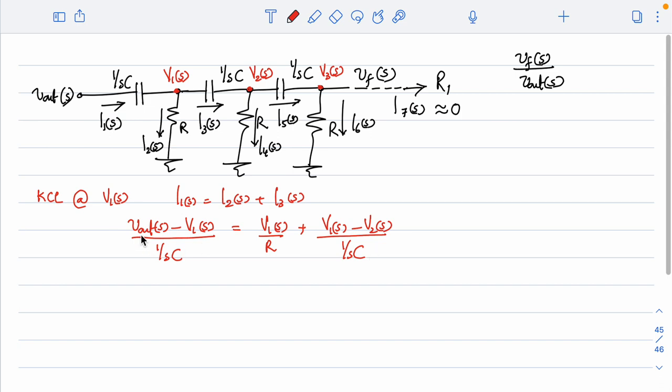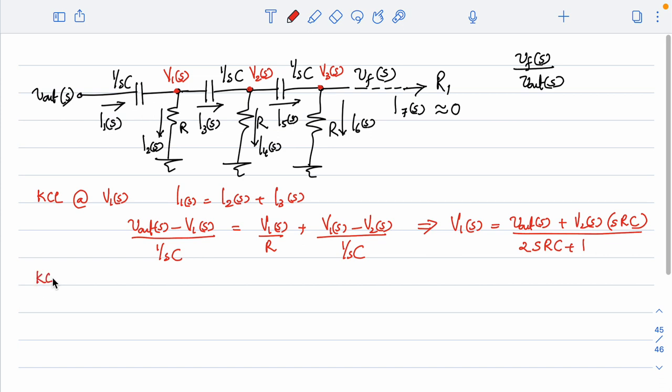Now you look at this, here there are three variables, one is V out, one is V1 and one is V2. So from this I will write this in terms of V1. You can solve it, you can try writing the expression in terms of V1. I'll give you the expression here. If I write in terms of V1 of S, I can write it as V out of S plus V2 of S into SRC divided by 2SRC plus 1. Please try this and check whether you are getting the solution.